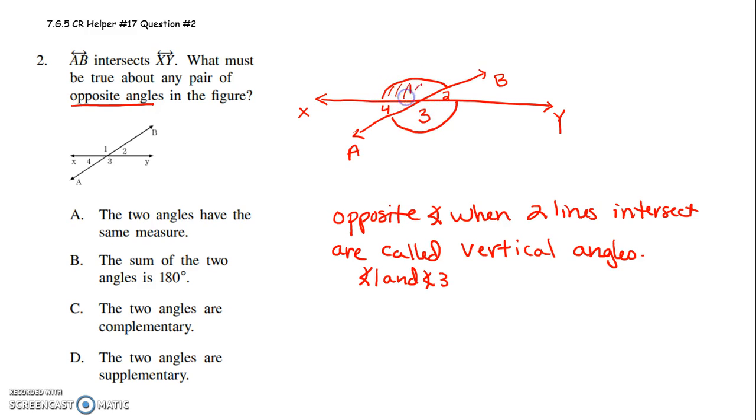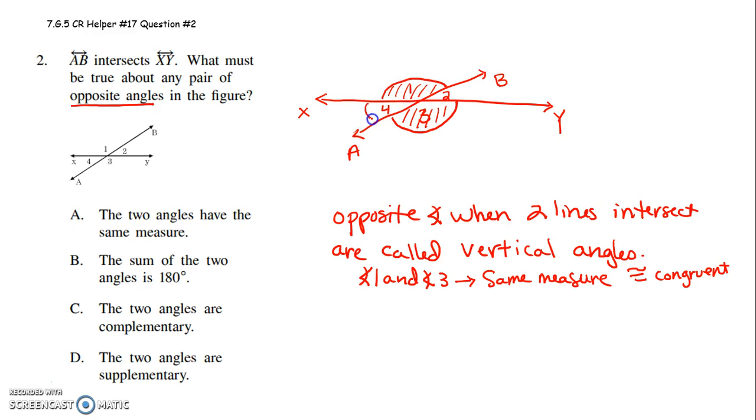Hopefully you can see as you look at this picture, angle 1 and angle 3 have the exact same measure. Vertical angles have the same measure. They're congruent. So opposite angles when two lines intersect are congruent.